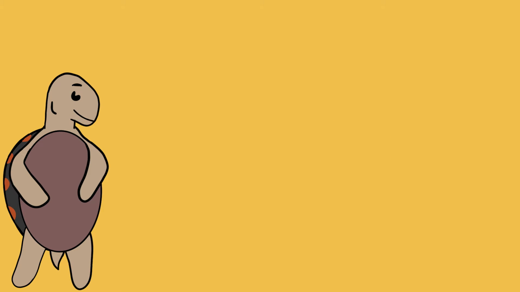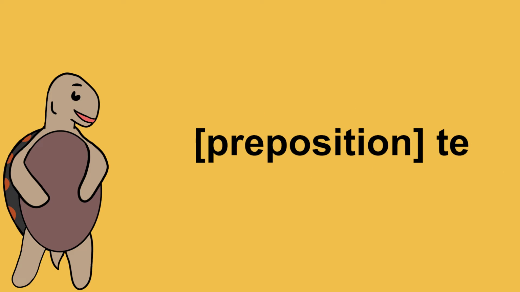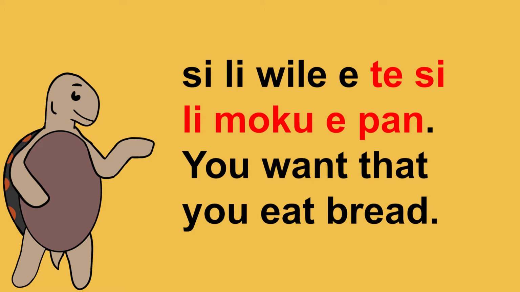Te deals with two kinds of subordinate clauses, noun clauses and relative clauses. When te is preceded immediately by a preposition or the start of the sentence, it is a noun clause. For example, sili wile e te sili moko e pan. In this, te sili moko e pan is the noun or noun clause. It is what you want, so the sentence means you want that you eat bread.